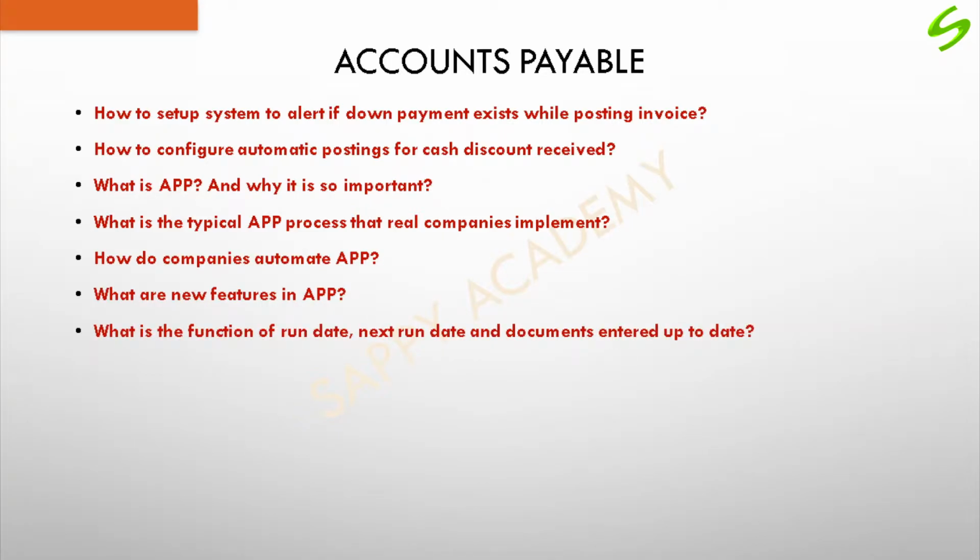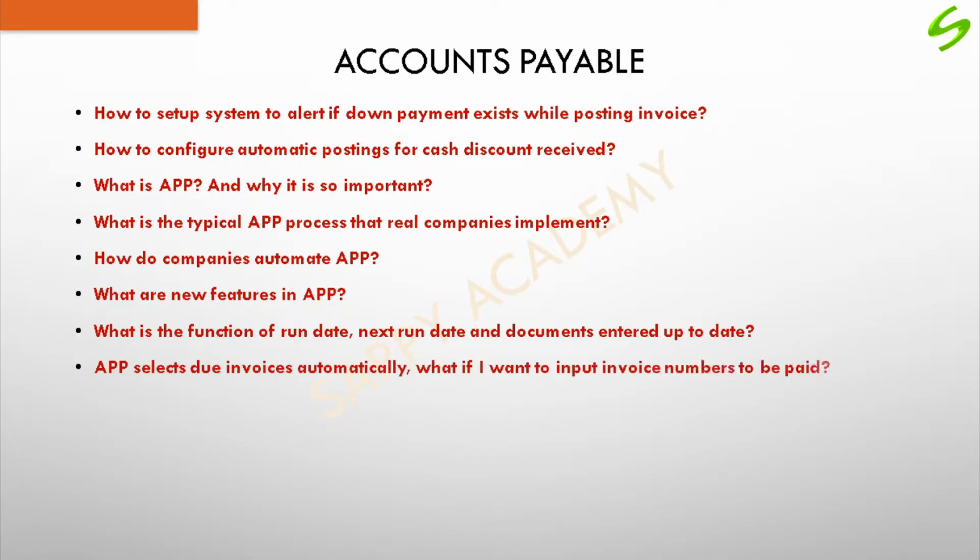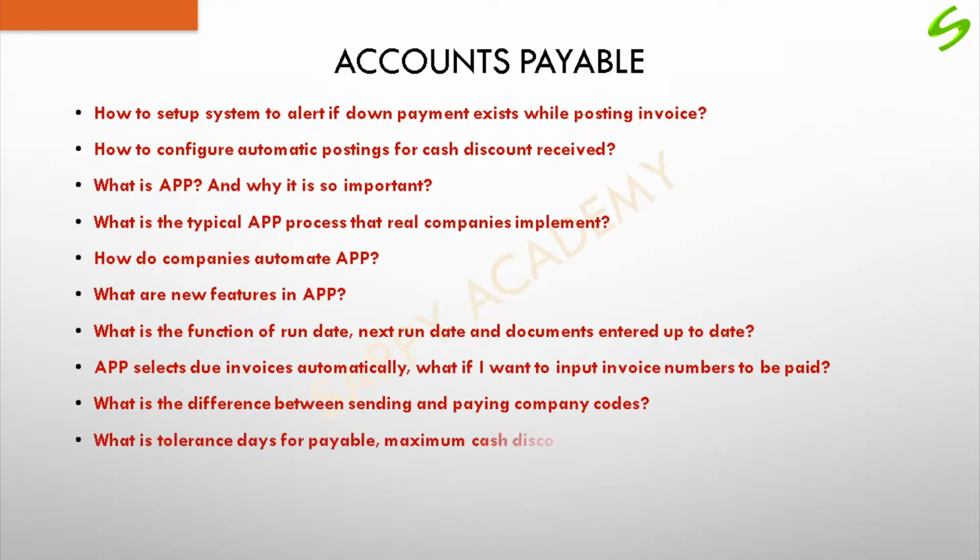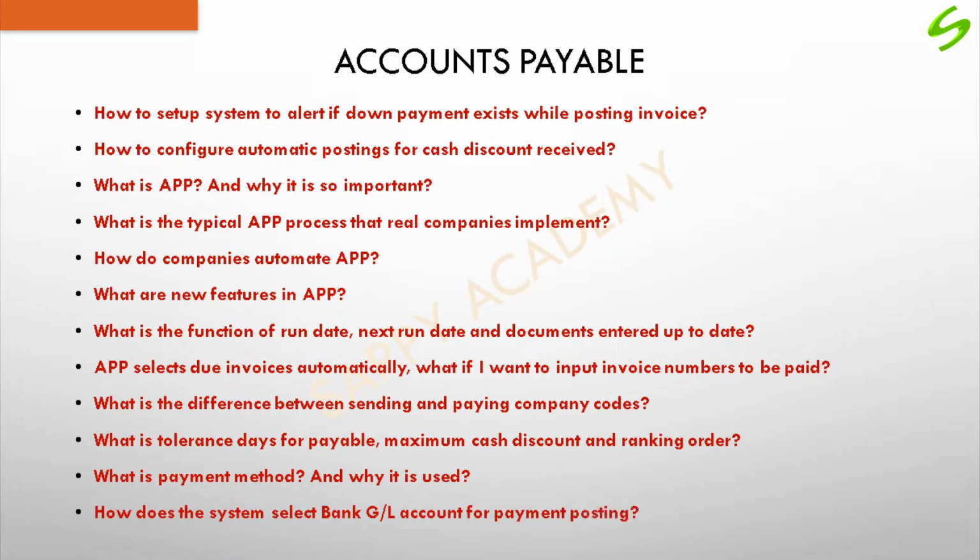What is the function of run date, next run date, and documents entered up to date? APP selects due invoices automatically. What if I want to input invoice numbers to be paid? What is the difference between sending and paying company codes? What is tolerance days for payable, maximum cash discount, and ranking order? What is payment method and why it is used? How does the system select bank GL account for payment posting? Stay with me and know all the answers to these questions.